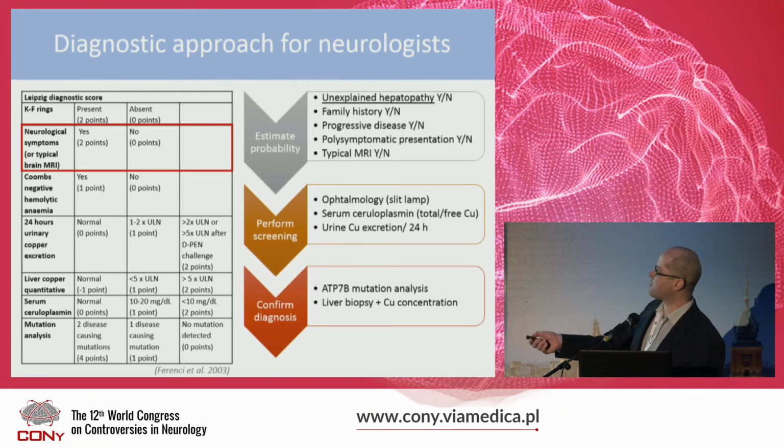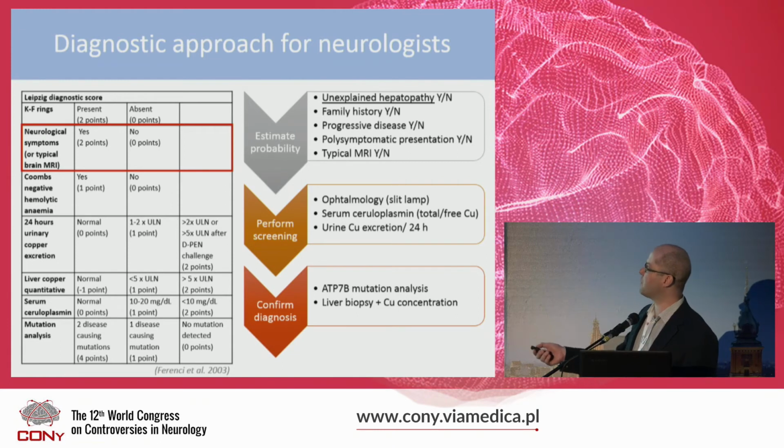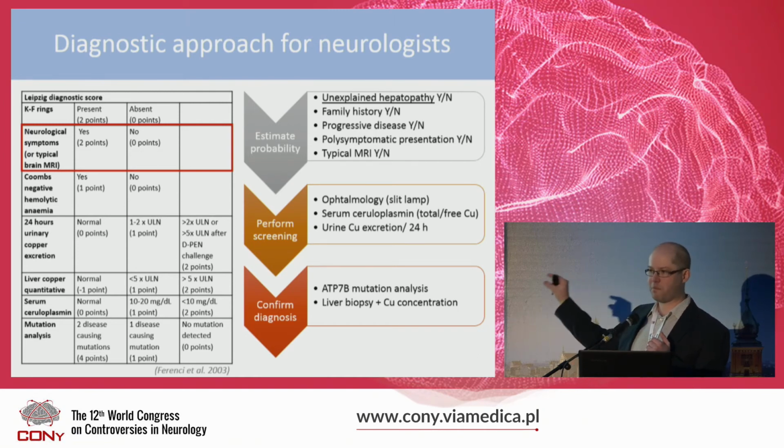This Leipzig diagnostic score was developed for hepatologists and is less useful for neurologists, particularly for this reason. Neurologic symptoms or typical brain MRI gets 2 points. When you are sitting in a neurologic office, every patient who enters has 2 points already. And second, the typical MRI is not the same information, it's complementary.